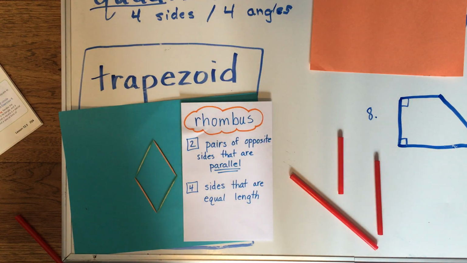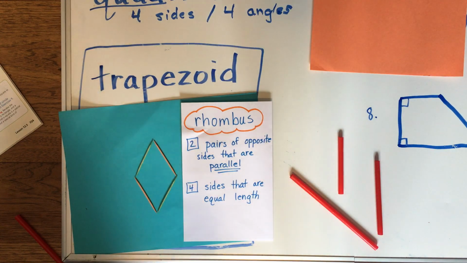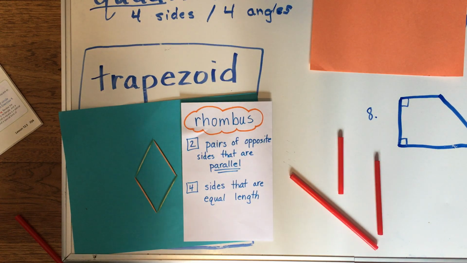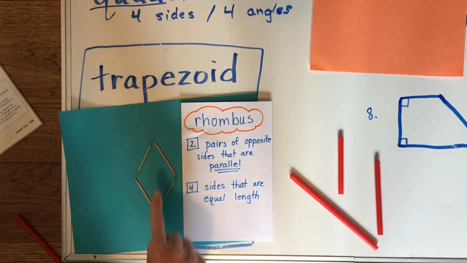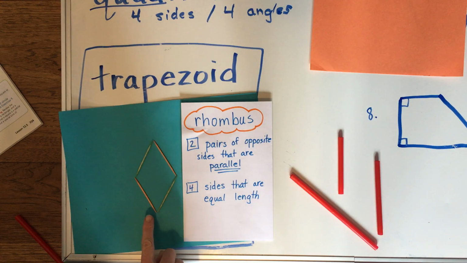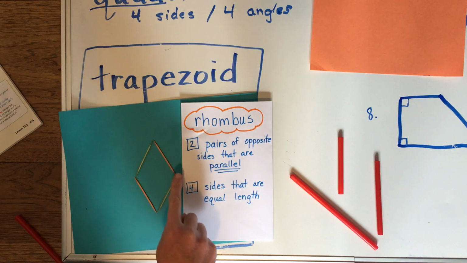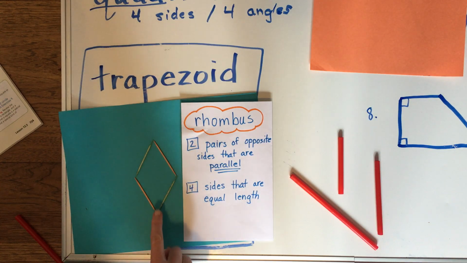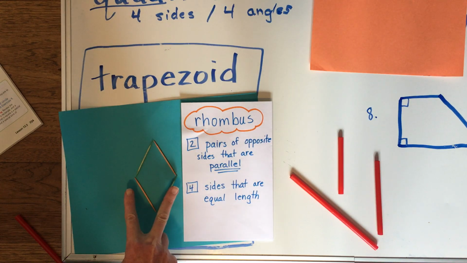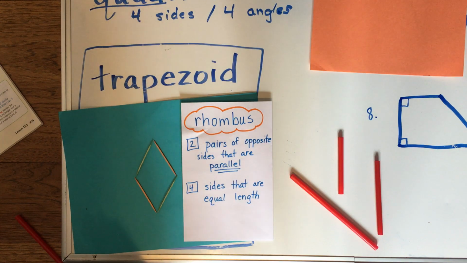But a rhombus has to have four sides that are equal length. Wait a minute, that was true of a square. So what makes a rhombus not a square? These angles are not 90 degrees, right? This is an acute angle and this is an obtuse angle. It has two acute and two obtuse angles. So it doesn't have right angles, which means it's not a square.